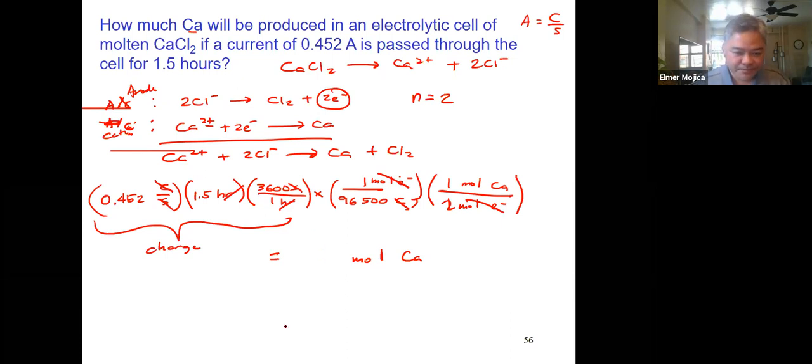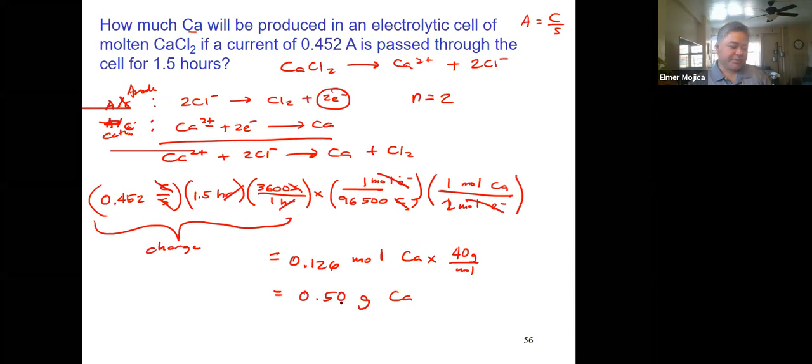Anyone? Because you can also convert that to the grams of calcium. So the mole of calcium is equal to 0.126. And you're going to multiply it with, if I'm not mistaken, 40 grams per mole of calcium. So you will end up with 0.50 grams of calcium.